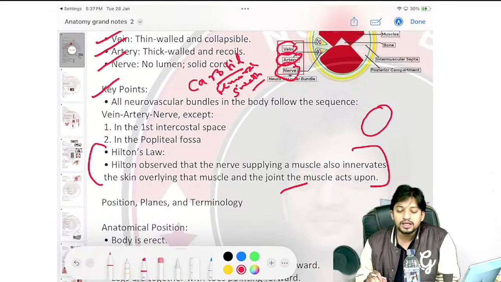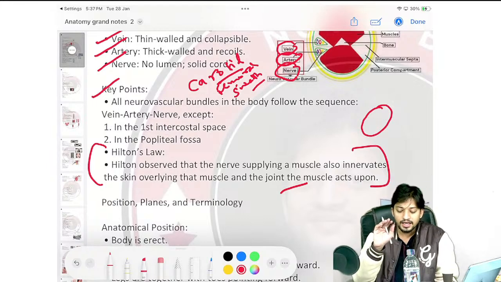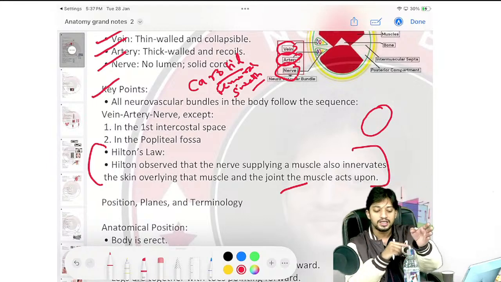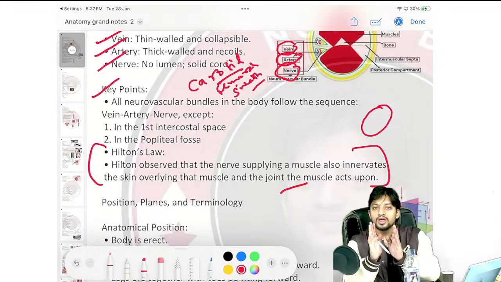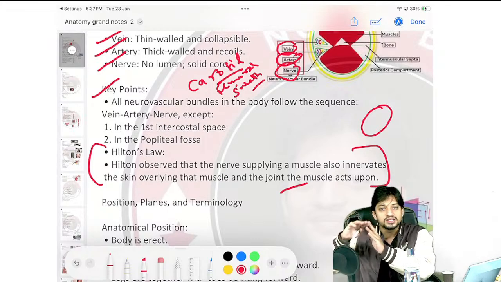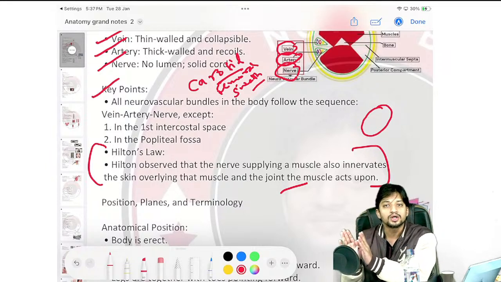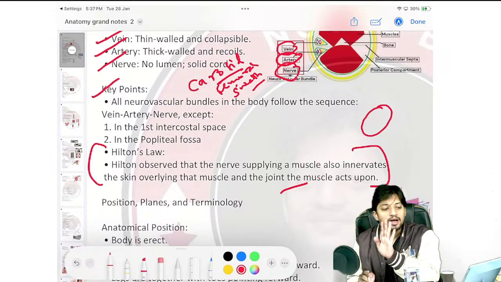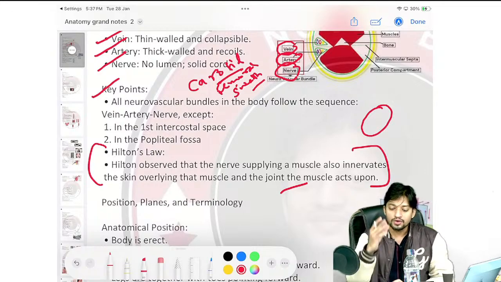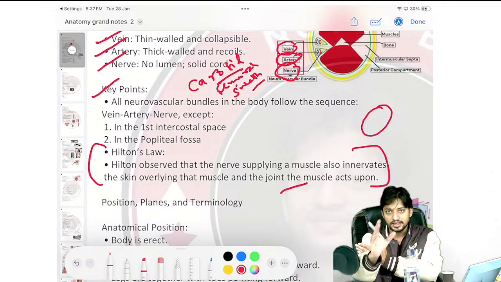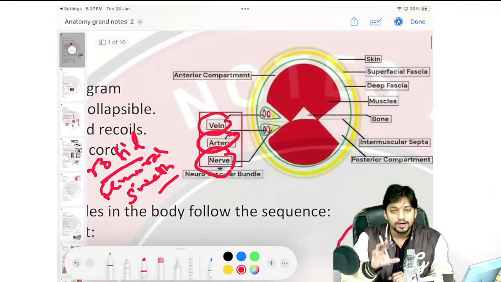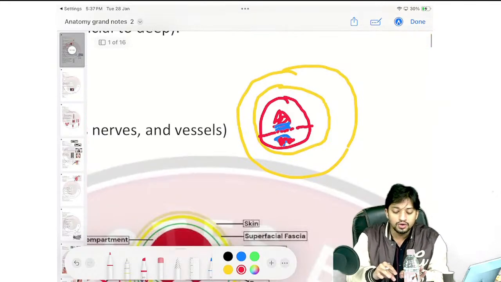See, Hilton's law generally states that any nerve that is supplying the muscle in a particular compartment will always supply the same skin, the bone and the structures present in that particular compartment. I told you when you had an upper limb, you dissected it, right? And when you dissected it, you found compartments.